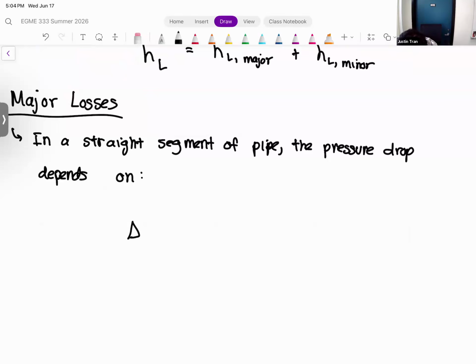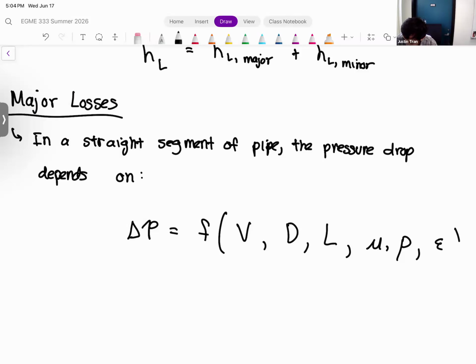The pressure drop is equal to a function of, so we're using the same convention that we did yesterday for dimensional analysis. We're saying that pressure drop depends on these variables: the velocity of the fluid, which should be pretty straightforward by this point, the diameter of the pipe, the length of the pipe, the viscosity of the fluid, the density, and one additional parameter here that for now I'll call epsilon. So the pressure drop is a function of all of these 6 variables. It depends on a lot.